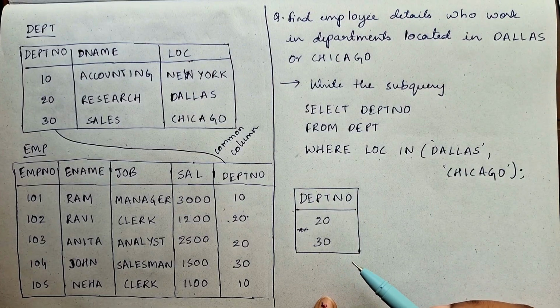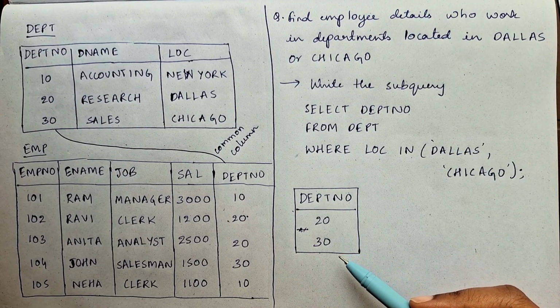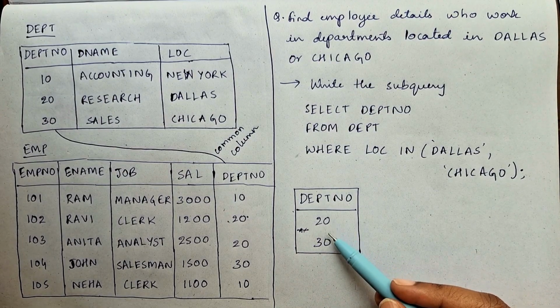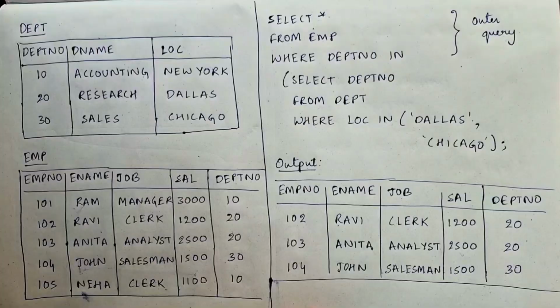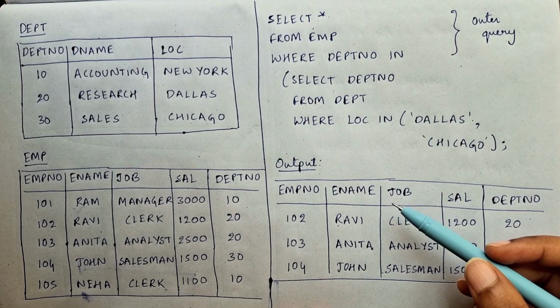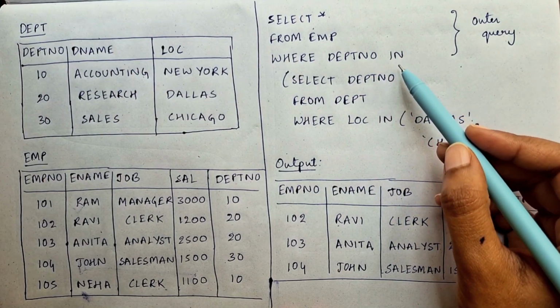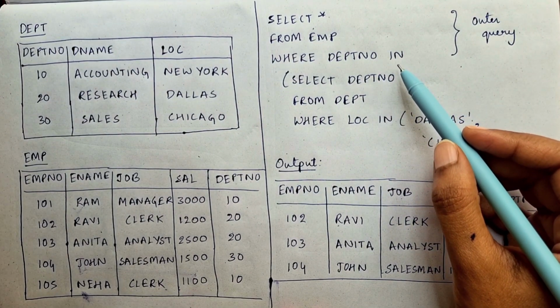And this is a single row subquery, guys. No, it's not a single row subquery. It's a multi-row subquery since it returns multiple values. And when a subquery returns multiple values, we cannot use the equal operator. So we use the IN operator to compare the values.